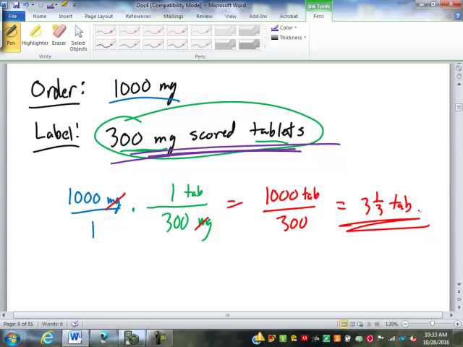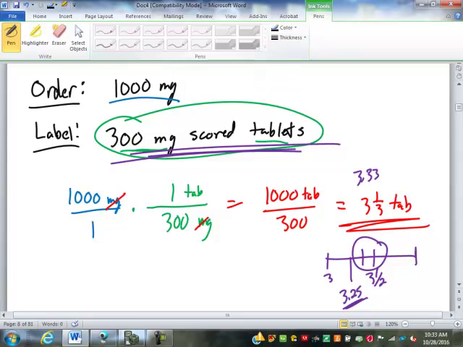Nearest half tablet. So 3 1/3 is between 3 and 3 1/2. Which is it closer to? It's closer to the 3 1/2, yes. Remember, 3.25 would be right in the middle here. So anything bigger than 3.25, and 3 1/3 is 3.33, so that's got to be closer to the 1/2.